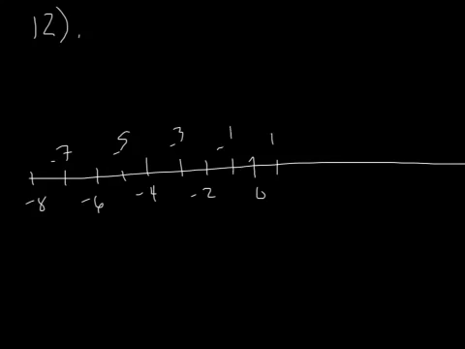See, number 12. Who else? Seriously, you guys all came to me on this one. Same thing again. You had a number line, had 0 in the middle. You had negative 8, negative 7, negative 6, negative 5, negative 4, negative 3, negative 2, negative 1. You had 1, 2, 3, 4, 5, 6, 7, positive 8.